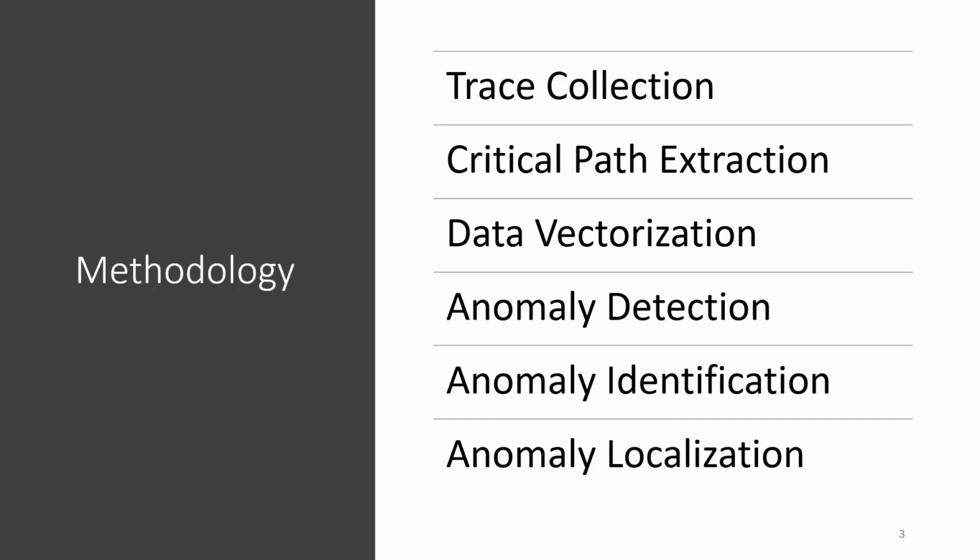And here is an overview of the proposed methodology. We start off in a data collection phase where we record execution trace data. We then extract the critical path of each execution found within that data, and we vectorize it. We then use that data to perform anomaly detection, followed by anomaly identification, and we wrap it up with anomaly localization.